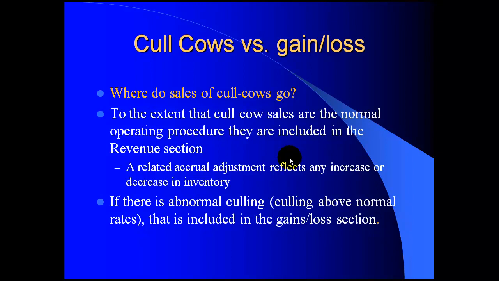So just what we said, to the extent that cull cow sales are the normal operating procedure, they're included in revenue. And there should be a related accrual adjustment reflecting any increase or decrease in inventory. And then if there's abnormal culling above the normal rates, drought situation, herd reduction, liquidation, then this is included in the gain and loss section.